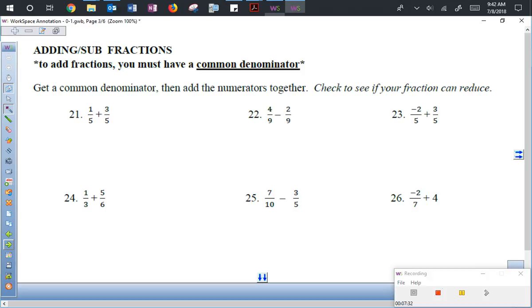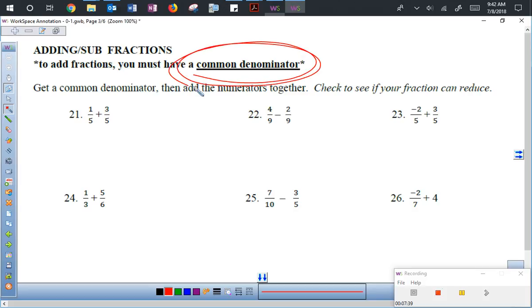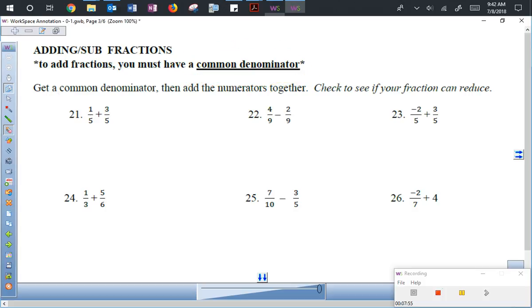Alright, next we're going to talk about adding and subtracting fractions. To add and subtract fractions, you must have a common denominator. Now, just a refresher. A denominator is the number on the bottom of the fraction bar, and a numerator is the number on the top of the fraction bar. We are in high school now. We do use denominator and numerator. We do not use top and bottom.